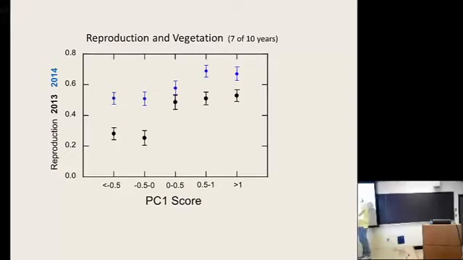What seems to matter is that reproductive output is influenced by vegetation, or by those other environmental traits that co-vary with vegetation. Hotter scores have higher reproduction, and these are for the last 2 years. 2014 was more reproduction than 2013, but it shows the same sort of pattern. Cooler scores have lower reproduction. Nothing else seems to matter, though.